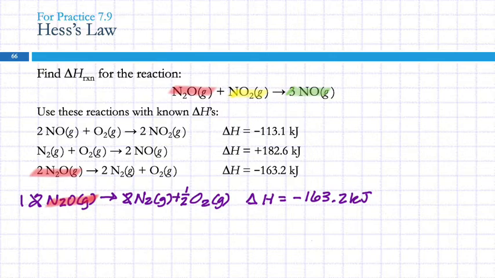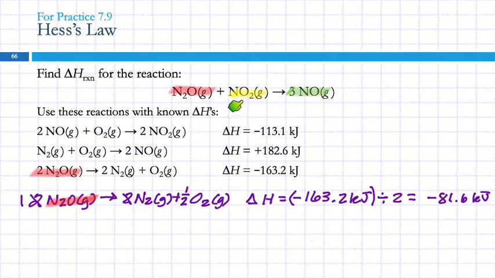And so then I also need to divide this by 2, or multiply by 1/2, however you want to think about it. So negative 163.2 divided by 2. That's negative 81.6 kilojoules.